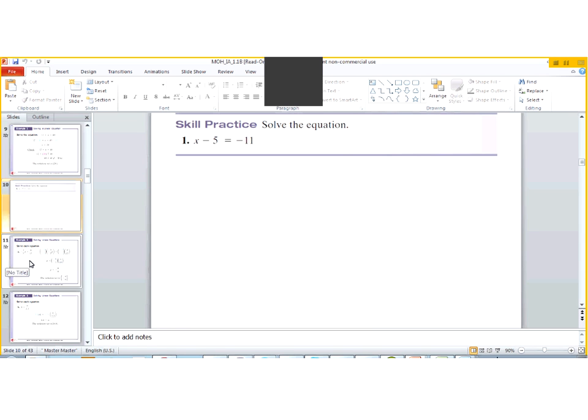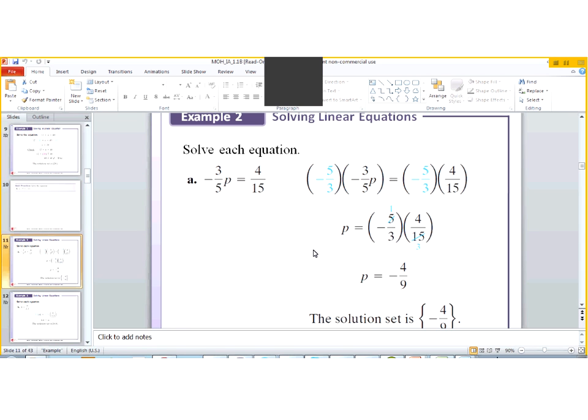Let's take a look at some examples here. This would be a good example. Solve the equation here. We're solving for p. In order to eliminate this coefficient, well, we cannot use any of the other properties we just looked at. Can somebody tell me in the forum how to eliminate that minus 3/5? What do you do?